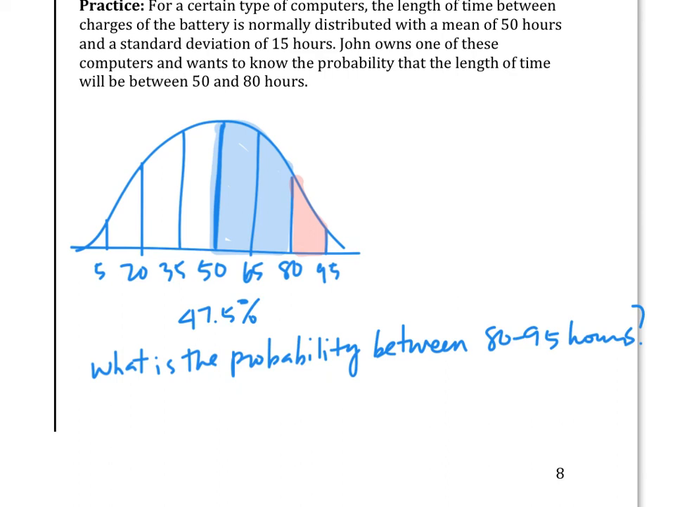All right, the answer is 2.35%. So what you want to do is take this much of the data, which is the half of 99.7%, and then subtract this part out, which we already found is 47.5%. And so the answer is 2.35%.